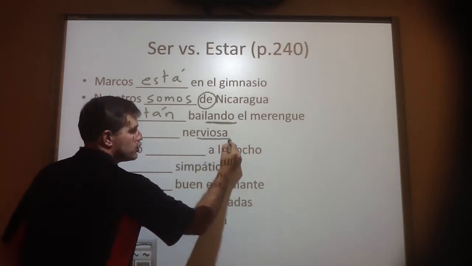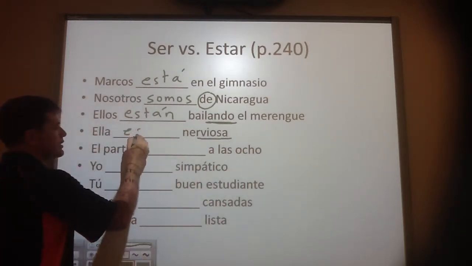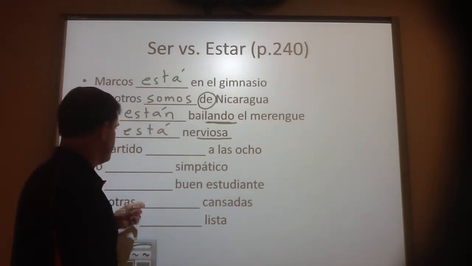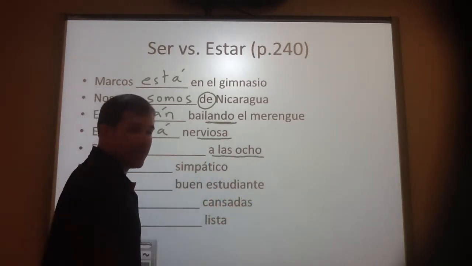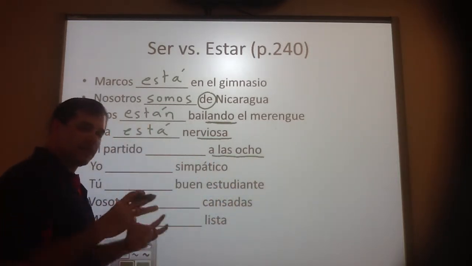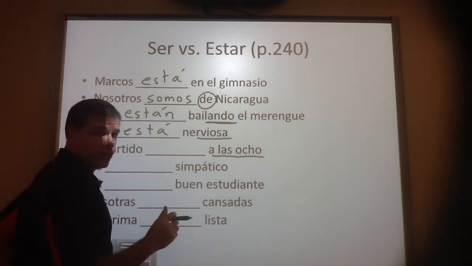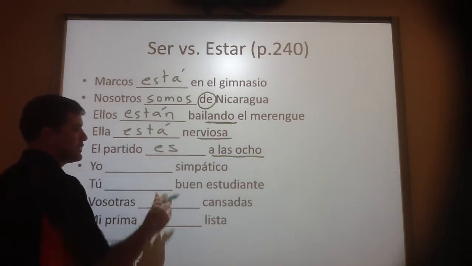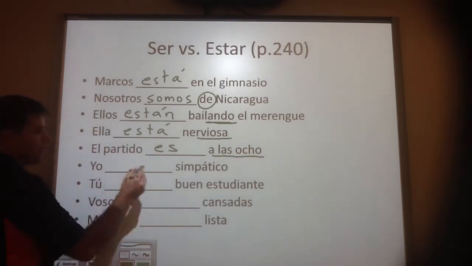Ella, nerviosa, nervous, that's a temporary feeling or condition, so it needs to be estar. Ella está nerviosa. El partido, the game, is at 8 o'clock. When we say that something takes place at a certain time, we're going to use ser just like we do with time. So el partido es a las 8. It is at 8 o'clock.